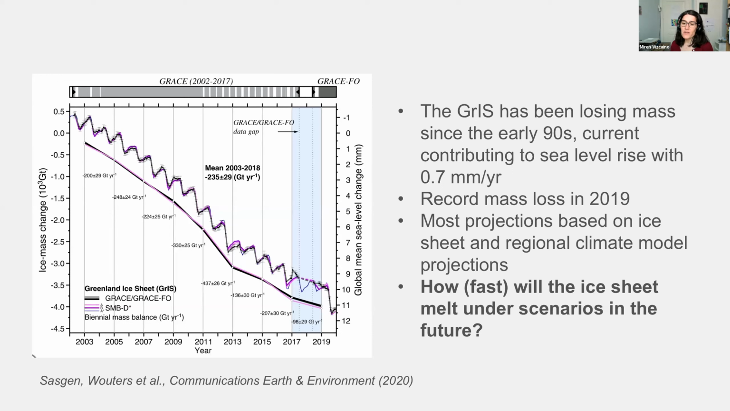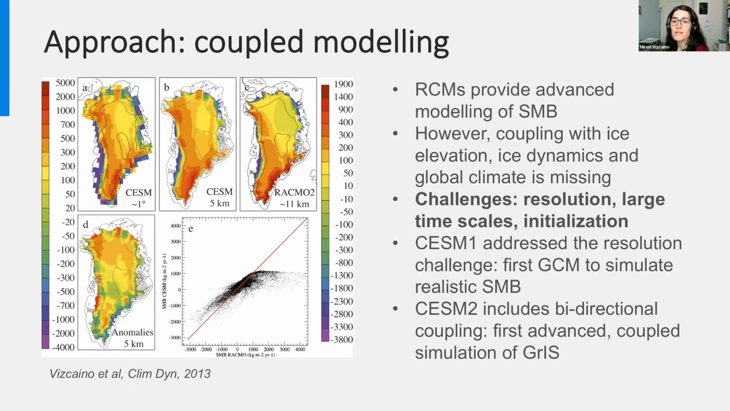Okay, so the question I'm going to be addressing here is how fast will the ice sheet melt under different scenarios of greenhouse gas forcing in the future. And I'm going to address this question with coupling between the ice elevation, ice dynamics, surface mass balance, and the global climate. This coupling is relatively rare, so it is still developing for many climate modeling centers because it is challenging.